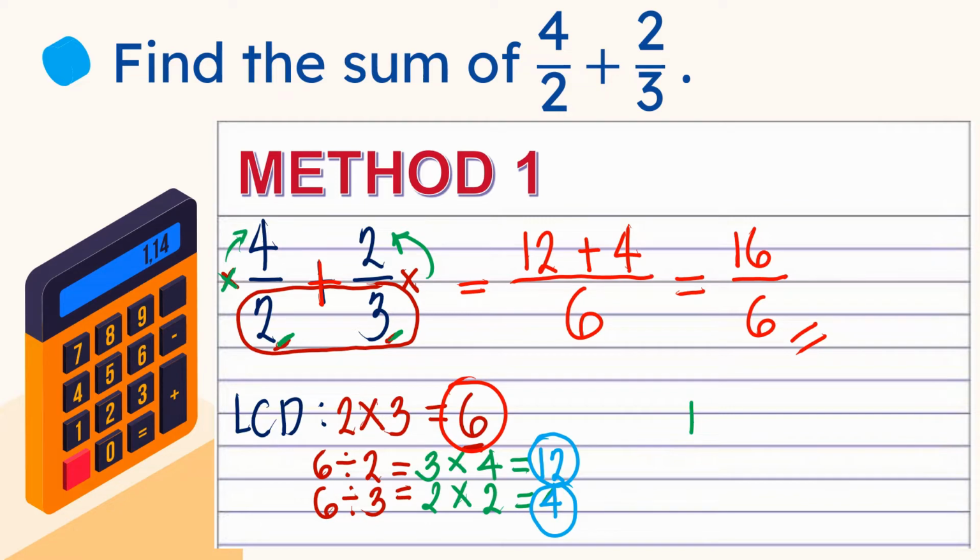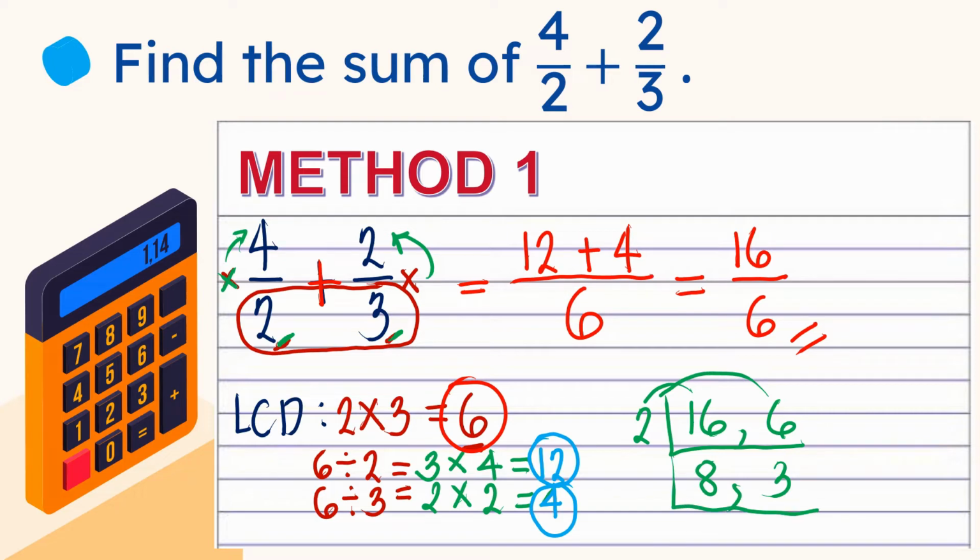Okay? So, 16 and 6 is divisible by 2. So, I'm going to have here 16 divided by 2 is 8. 6 divided by 2 is 3. Okay? Now, you have here 8 out of 3.